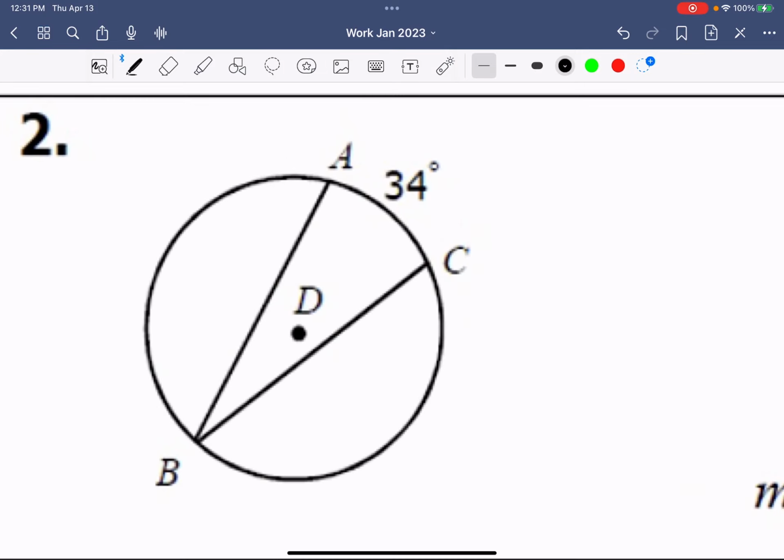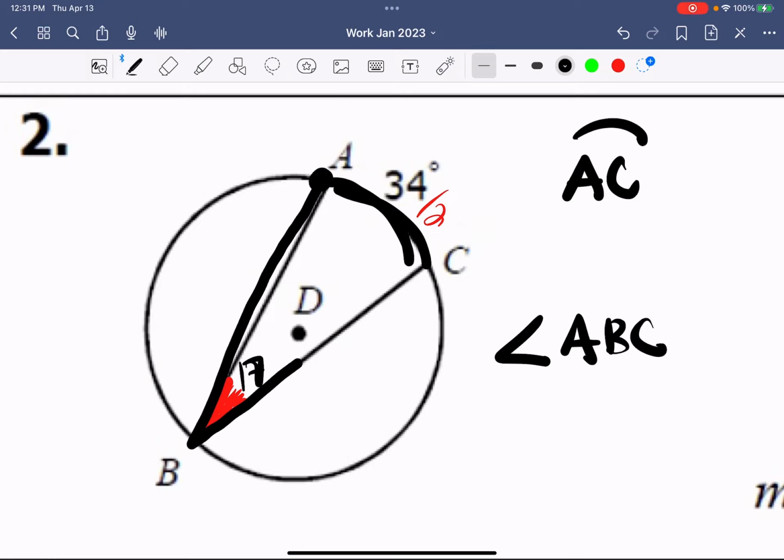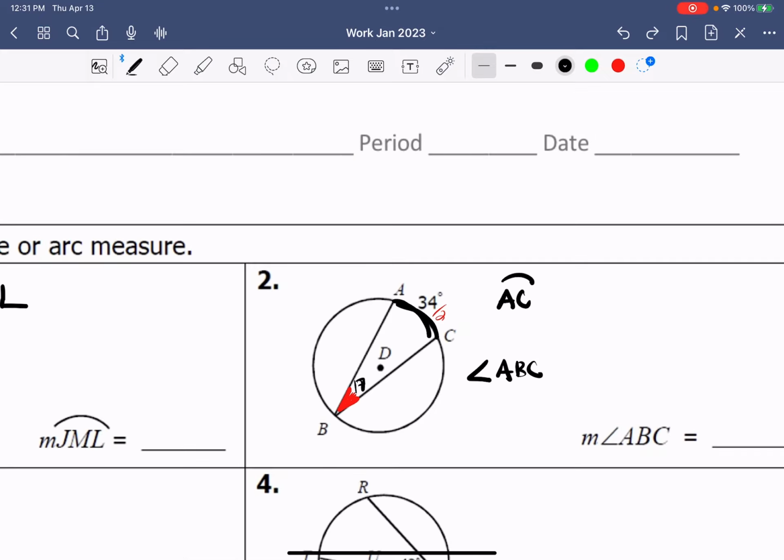All right, here we have an arc AC. We know that the answer is 34. If I want to know the angle back here, this space right here, I would divide it by 2, and we should get 17. The name back here is angle ABC because it comes from A, goes into B, and comes to C. All right, so that's that part.